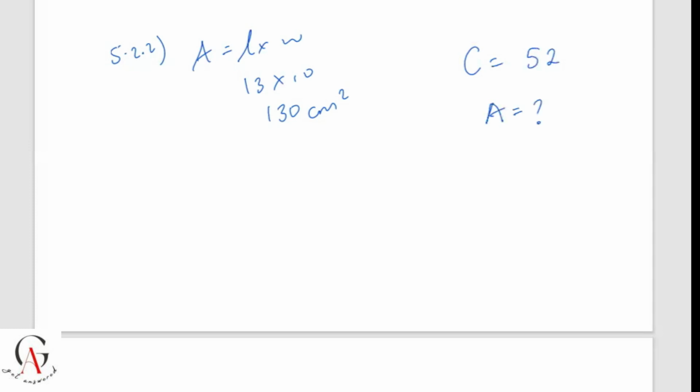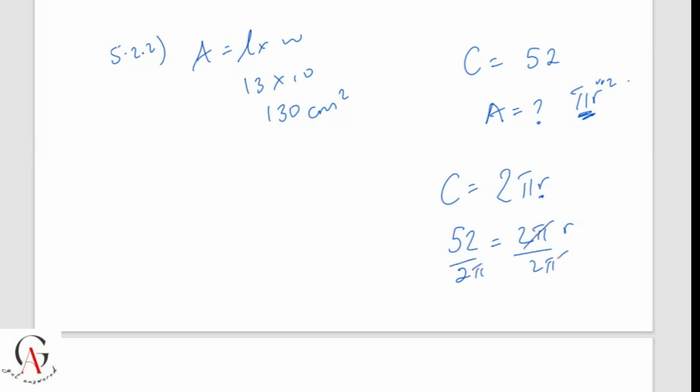So we know that the formula for the circumference is given as 2 pi radius. For us to get the area, it must be pi radius squared. So the only thing that is missing from this formula is the radius. So let's use the circumference to determine the radius and then use that radius to get our area. So that's going to be 52 is equal to 2 pi radius. Divide both sides by 2 pi.